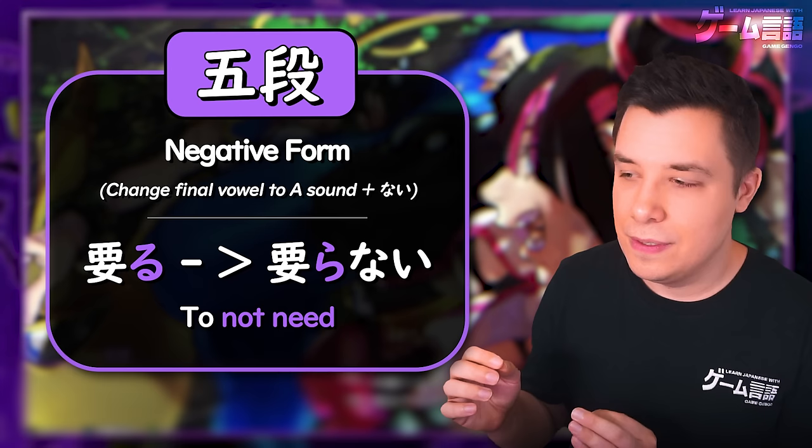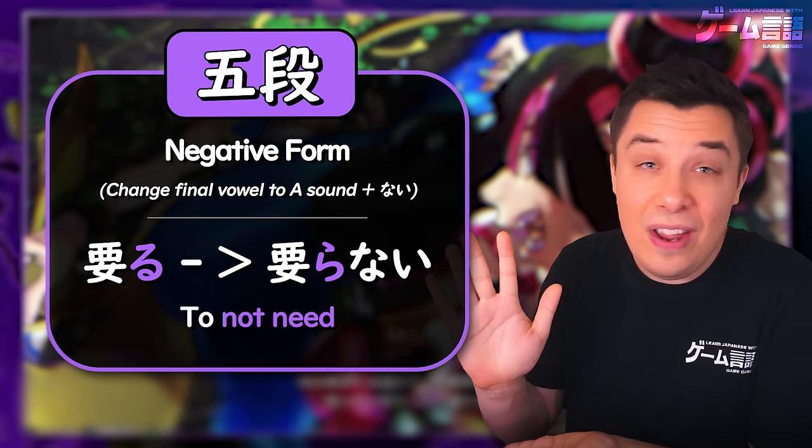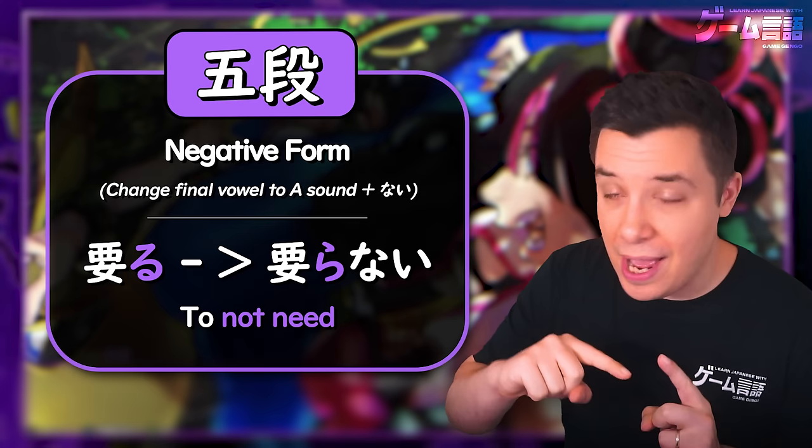So, as you can see, for godan verbs, the very important rule is that if it has an a sound before the nai, then we know it's a godan verb. And so, in order to make the nai form, just change the final sound of a godan verb into an a sound, and then follow it with nai. 聞かない, 飲まない, いらない.